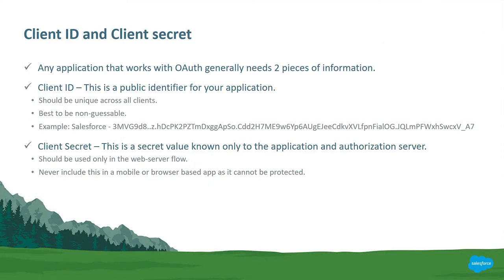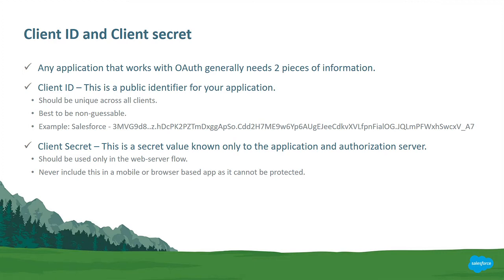Then a quick note about the client ID and the client secret. These are two pieces of information that are given to you by Salesforce once you configure a connected app. The client ID is more of a public-facing piece of information. It's more of an identifier. It's telling our client application which connected app to speak to. And for example, in Salesforce, you have this long string, and this is a typical format of a client ID.